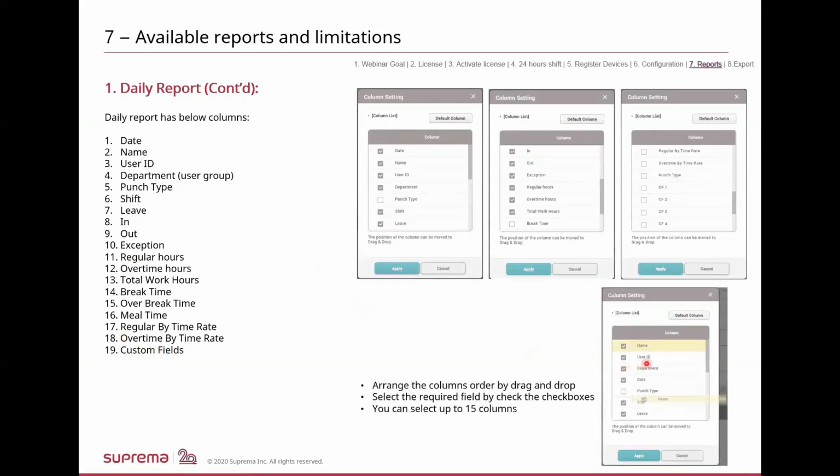Please note that when you click column setting, you can rearrange the order of the columns by drag and drop. You can also choose which columns out of the 18 preset plus your custom field. You can uncheck and check the boxes in order to choose which column to be viewed in your report, but you can select up to maximum 15 columns. So those are the columns or fields which are available in the daily report.